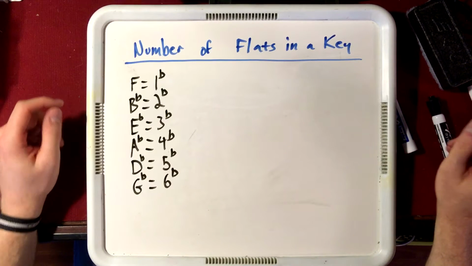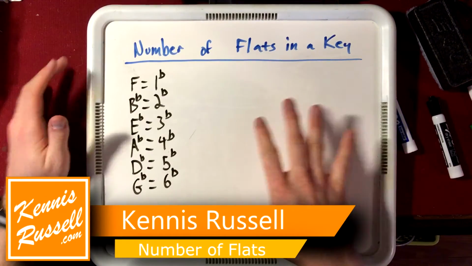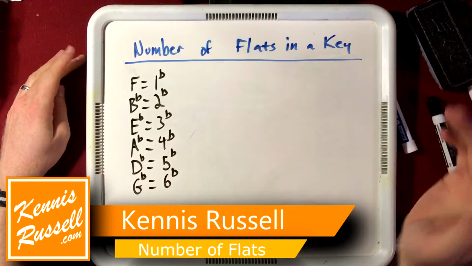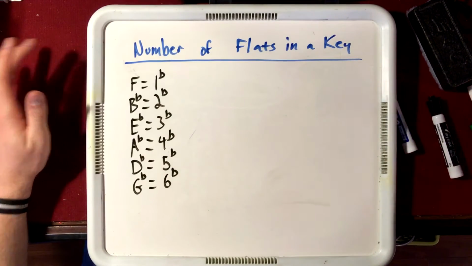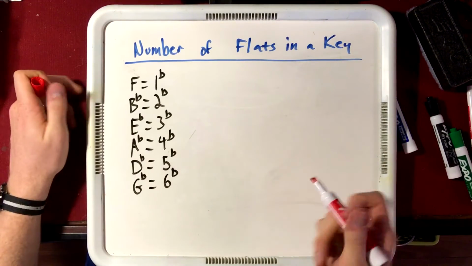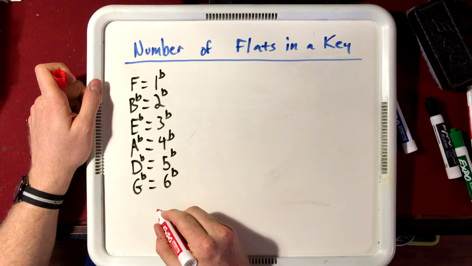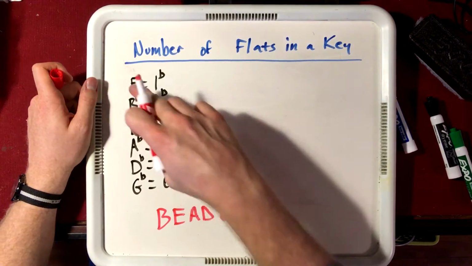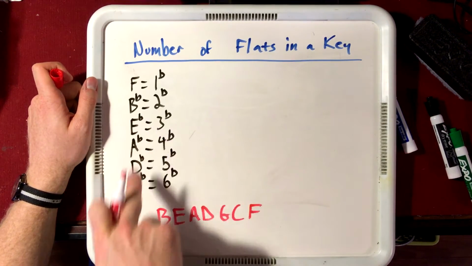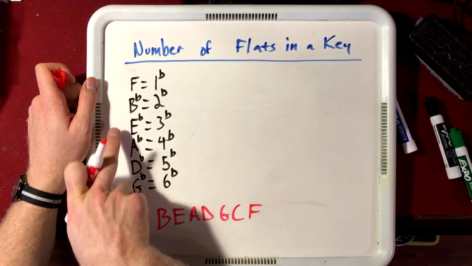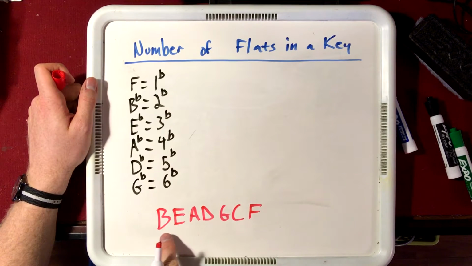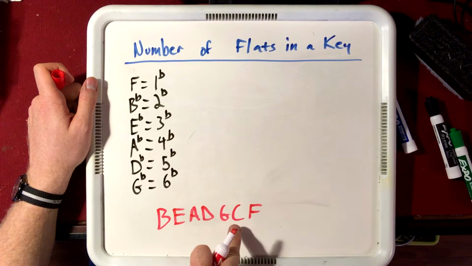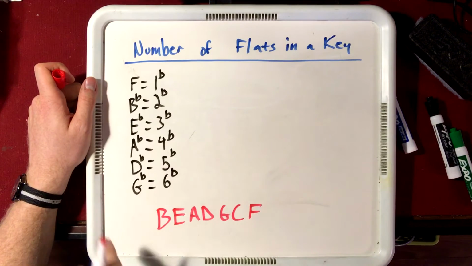All right, we're talking about the number of flats in a key. Now, if you haven't watched my lesson on the order of flats, it might be a good idea to start there. What I taught in that lesson was basically that there's an order of flats, B, E, A, D, G, C, and F. Like for instance, I've got here the number of flats in all of these keys. But let's say E flat has 3 flats. Those are going to be B flat, E flat, and A flat. The key of G flat has 6 flats. They're going to be B flat, E flat, A flat, D flat, G flat, and C flat. F has 1 flat. It's going to be B flat.